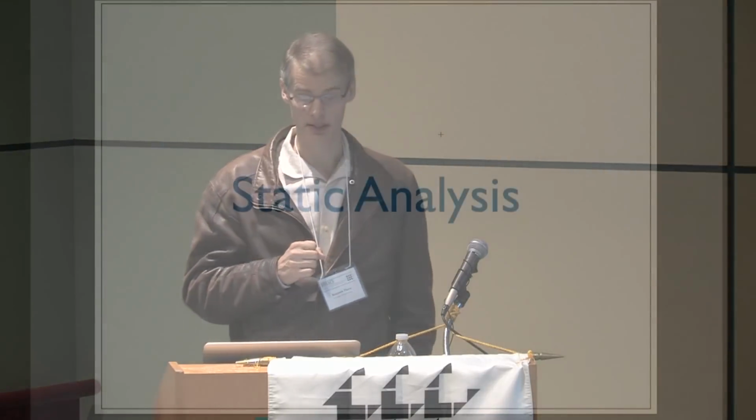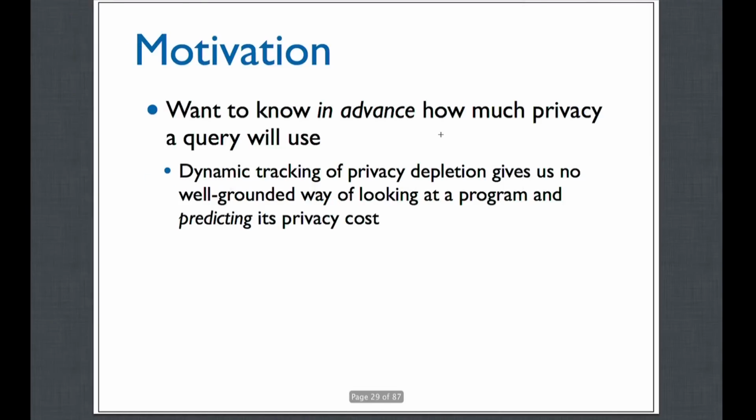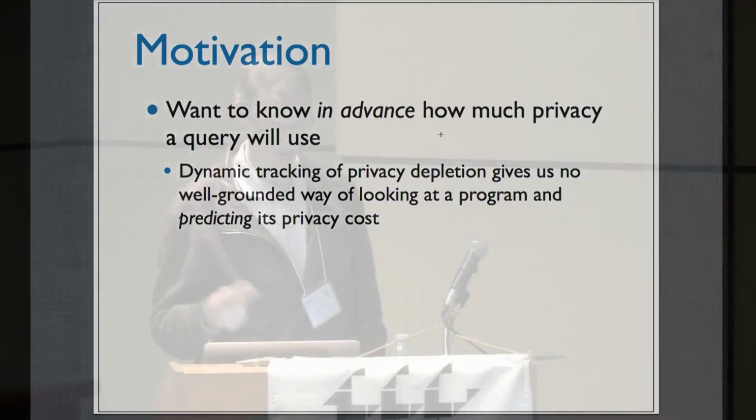Okay, so let me talk for a little while then about static analysis techniques, and in particular going back to this issue of how do we know in advance? How do we, in this case, easily construct a proof in advance that only a certain amount of privacy will be used by a program?